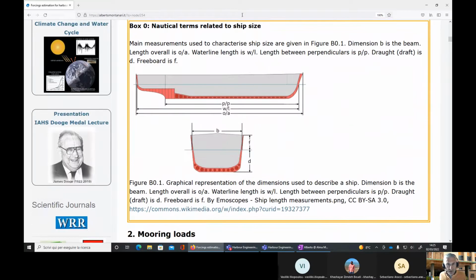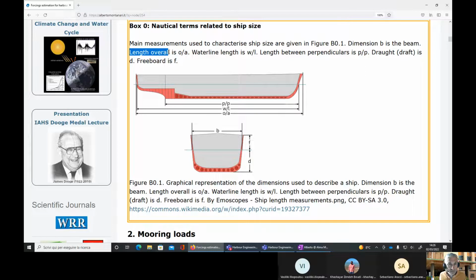There is a box on nautical terms, which I already suggested to you to learn what they are, because at the exam there might be some questions on this. And in particular, the terms that are indicated here, please learn what they are, because we will find them several times during our discussion. So the beam, I am emphasizing and highlighting these terms while I speak.